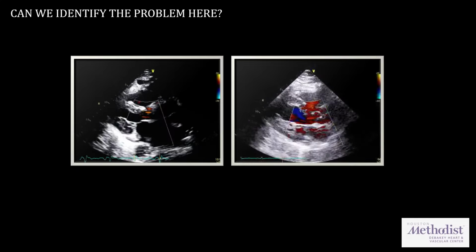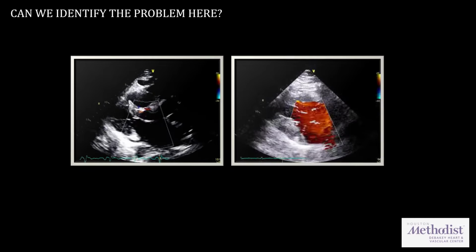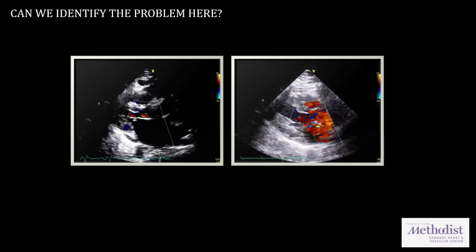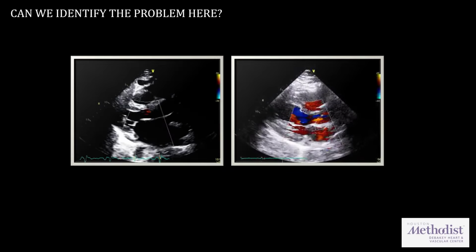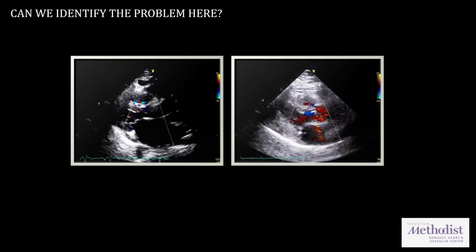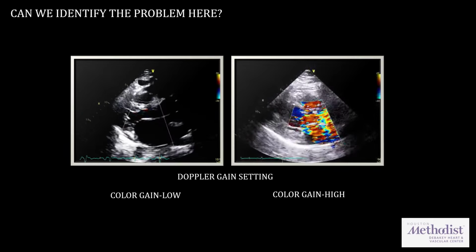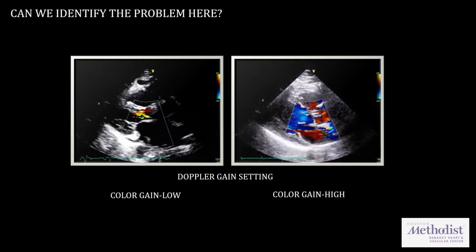What about this one, guys? If you identify the problem here, I think all our sonographers will be super happy. What's the difference between the first and the second image? Nyquist? I'll say the Nyquist is not a problem. What else? Color gain. Perfect, guys, right? So the first one is where the color gain is too low, and in the second one the color gain is too high.